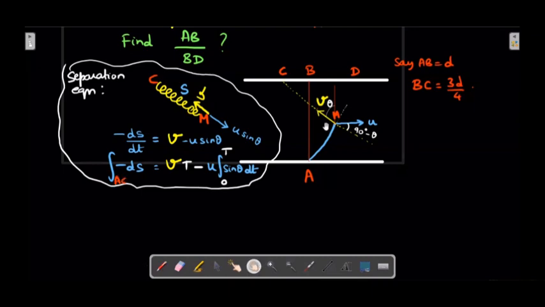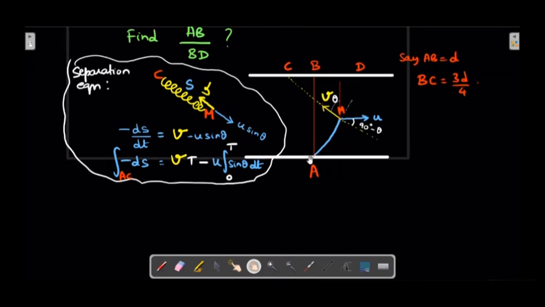What is the upper limit? Upper limit is not 0. After the entire duration is over, it would reach D. So DC is the final length. So this should reach DC. So this is your equation for separation.